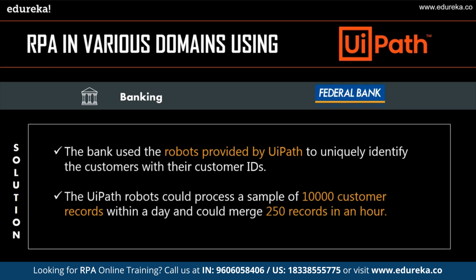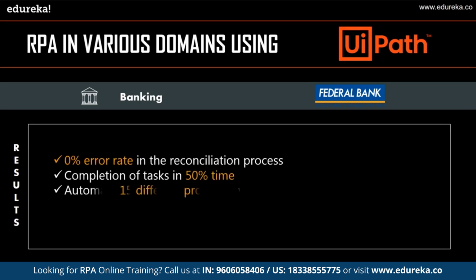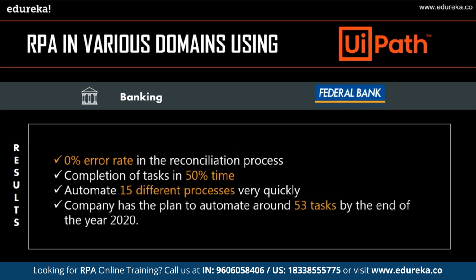It is, right? So the results observed are as you can see on my screen. There was 0% error rate in the reconciliation process. It was observed that the completion of tasks was done in 50% of the time. The bank could automate 15 different processes very quickly, and the company further had the plan to automate around 53 tasks by the end of the year 2020. So that's how, guys, RPA is used in the banking industry.